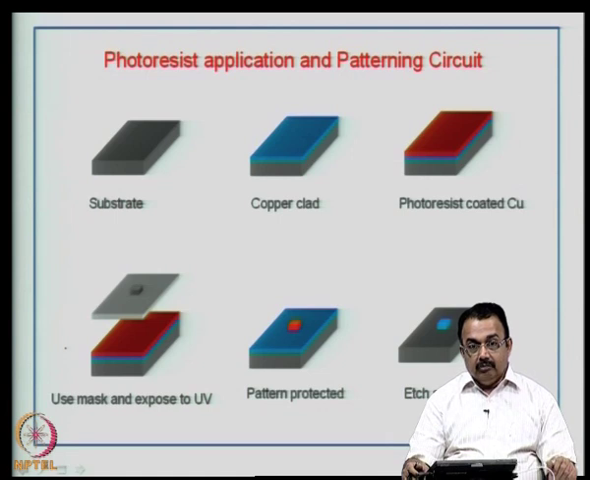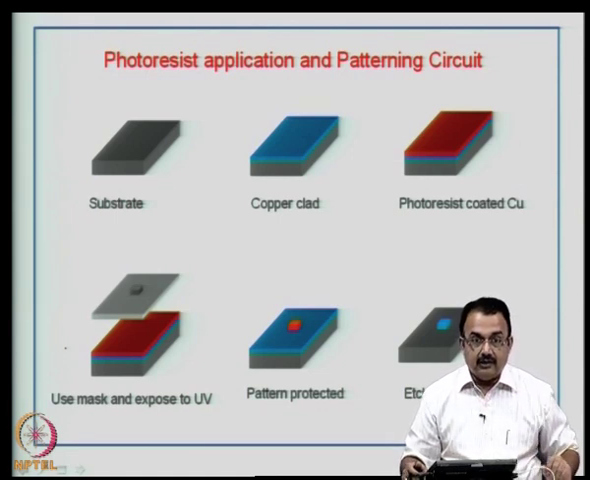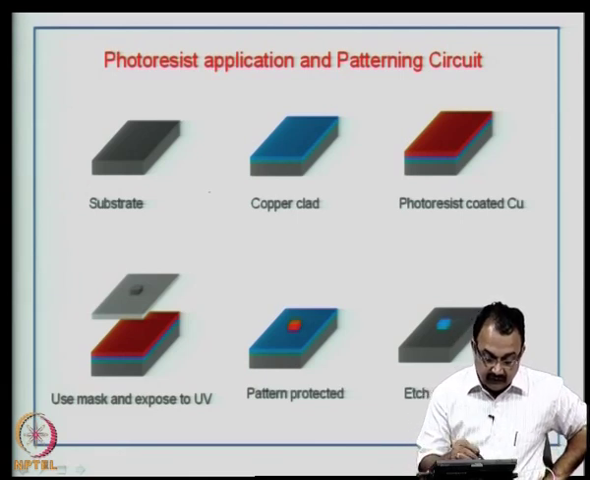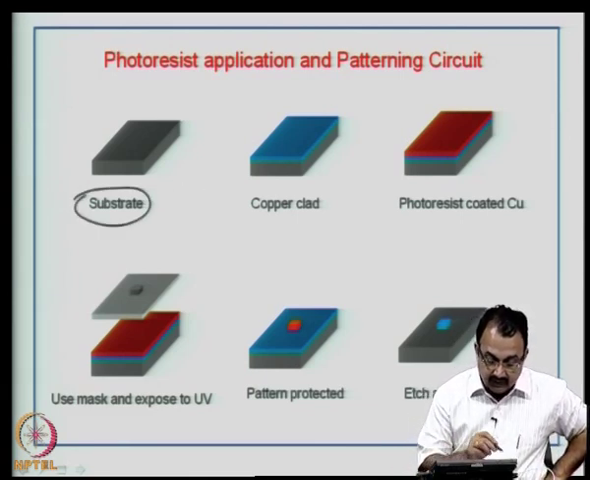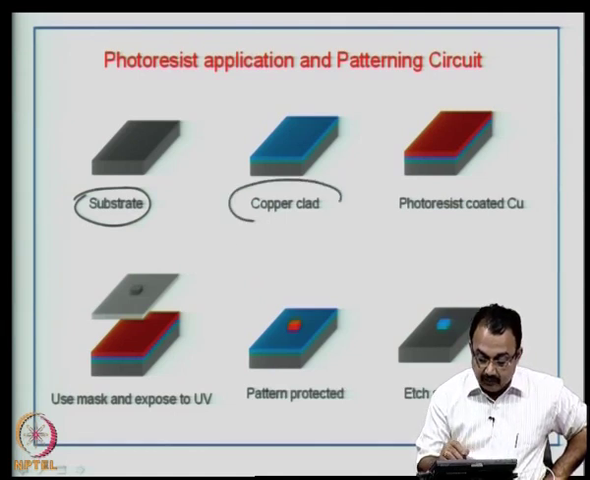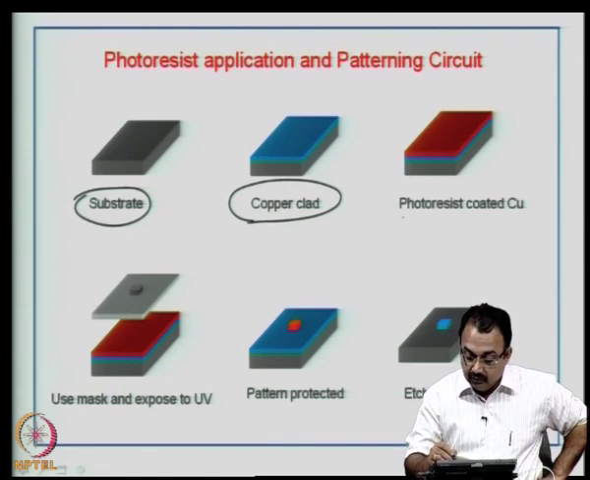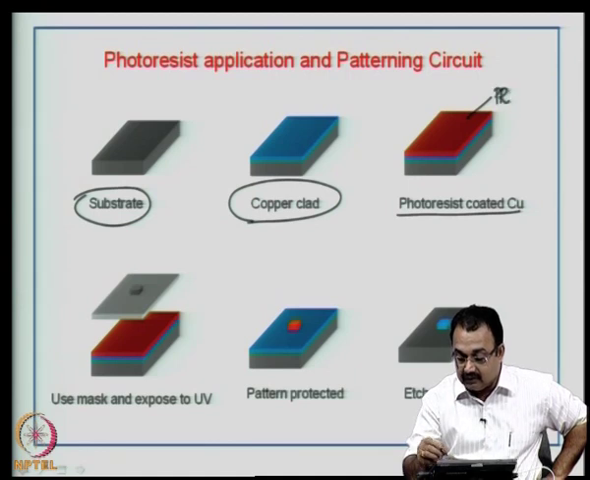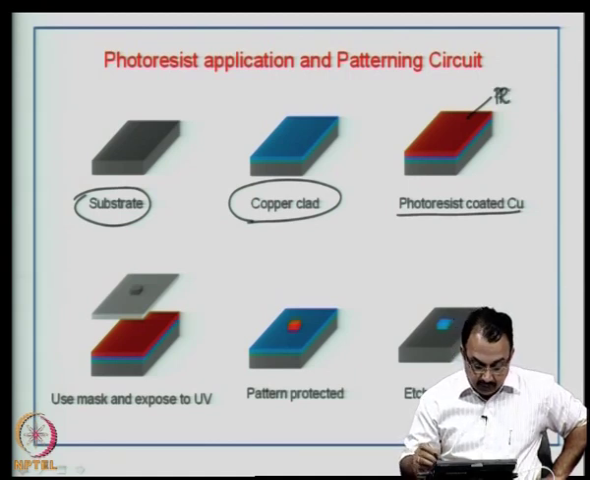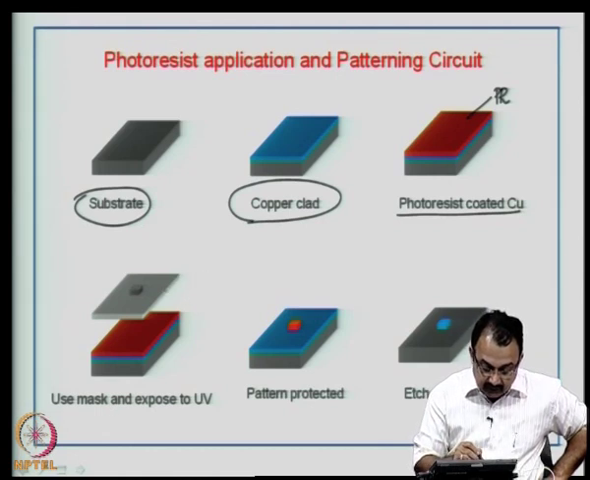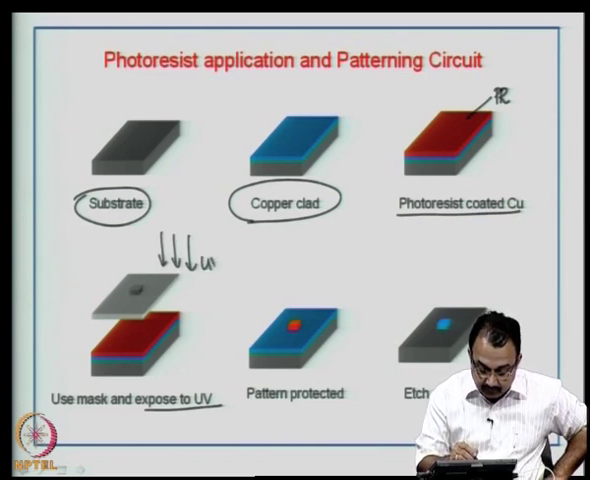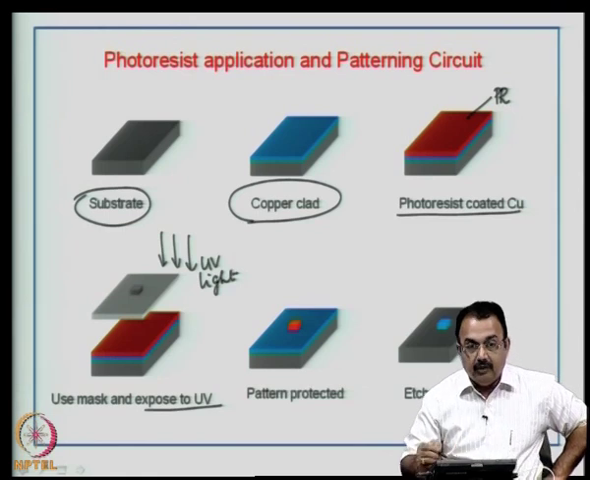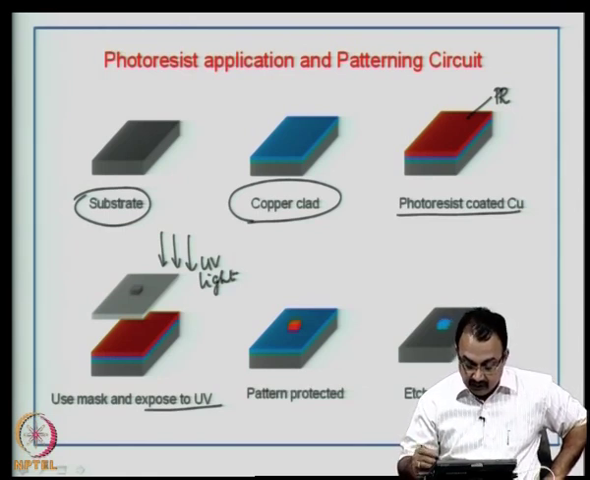Now, the process sequence will look like this: photoresist application and patterning of the circuit. The first thing is you have the substrate taken, then assume it is copper clad now. Now, you coat it with a photoresist material on the copper surface. This is the photoresist, PR stands for photoresist. Now, you use a mask. This is a mask, and you can see this is exposed to UV light. Now, depending on the photoresist, whether it is a positive or a negative, let us assume it is, in this case, a negative resist.